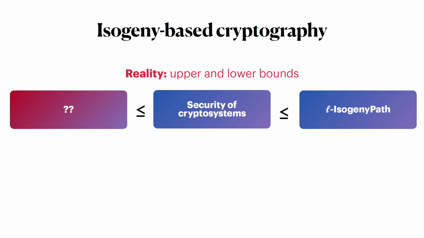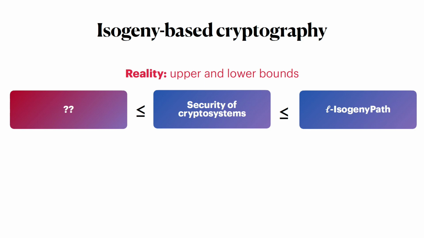Reality is not always as nice, and what's happening most often is that this nice L-isogeny path problem only serves as an upper bound of the security of cryptosystems. So if you can break it, if you can solve it, you can break all isogeny-based cryptography. And it does not typically serve as a lower bound. Instead, as lower bounds, you get a bunch of different kinds of computational problems that would depend on the scheme you're working with.